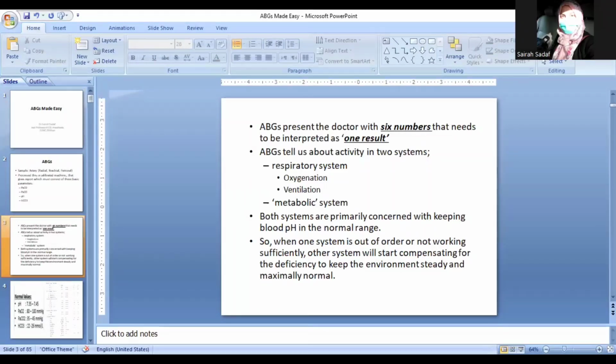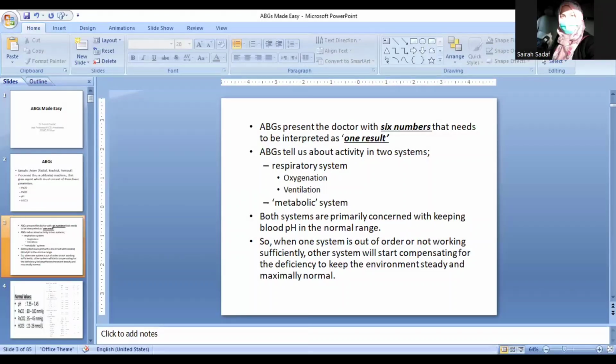Okay, so ABGs present the doctor the 6 numbers that need to be interpreted as one result. ABGs tell us about the activity in two systems, the respiratory system and the metabolic system. Further, the respiratory system gives us some information about the oxygenation and the other thing is the ventilation. Either it's in order or it's out of order.